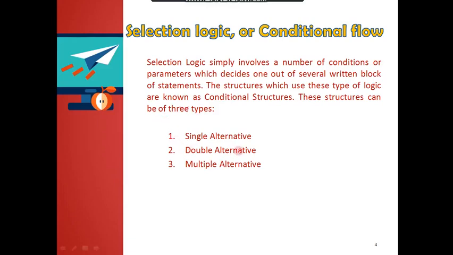Double alternative is what? If the college runs with a science stream as well as a commerce stream. So in that case, the college kept the condition, if you score more than 80, you can take admission in science. Otherwise, you can take admission in commerce. So it means accordingly you can take the decisions.